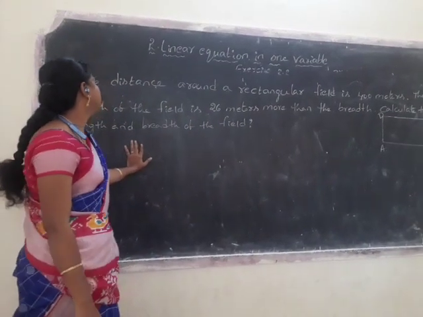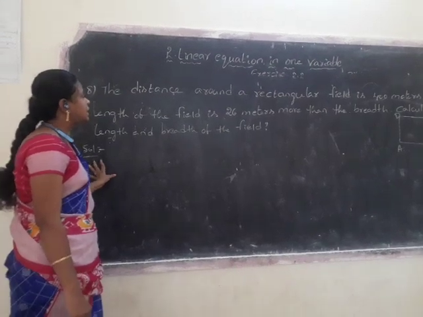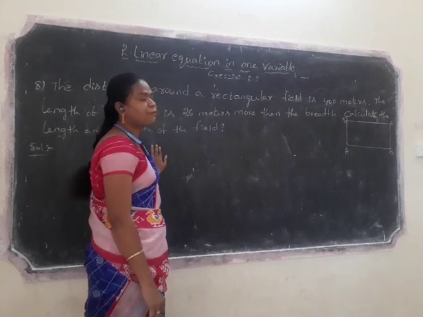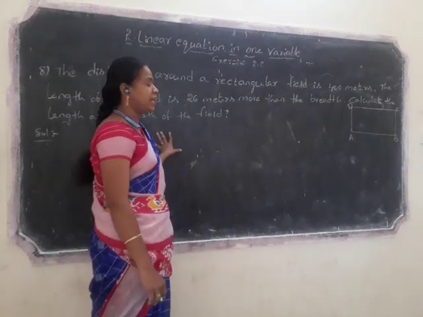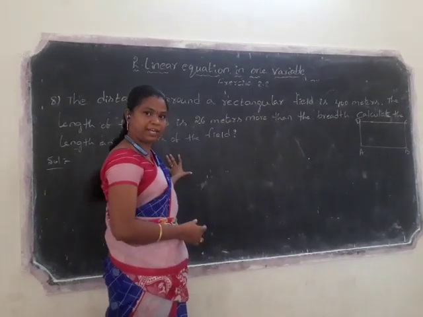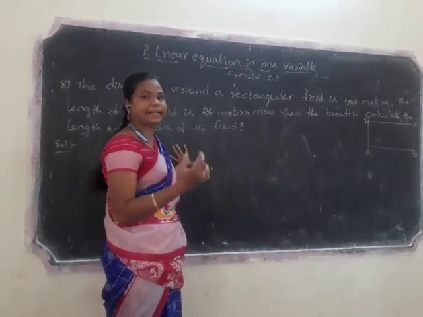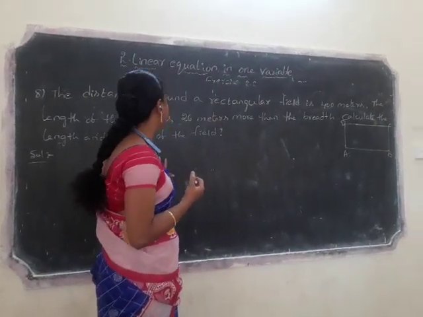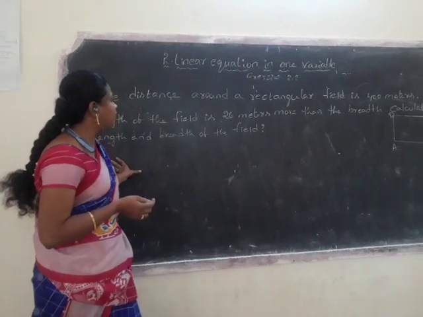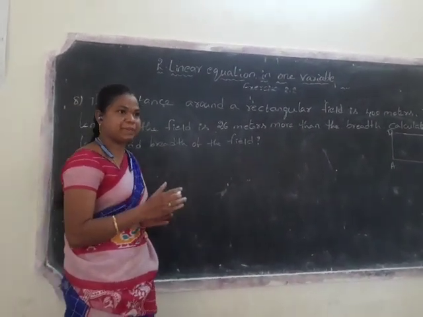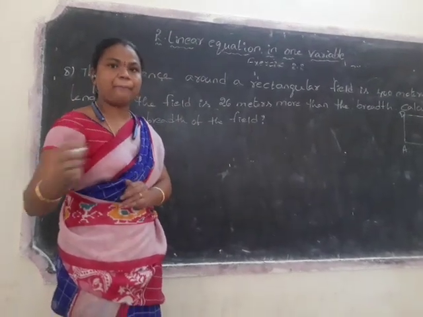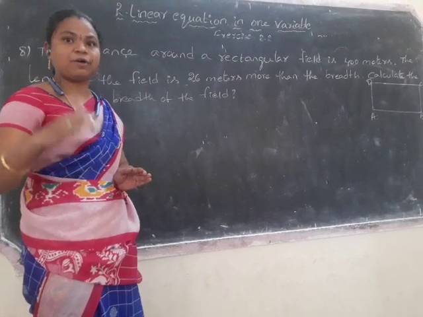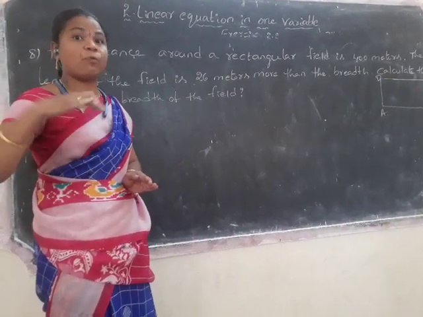Okay students, now the next problem. The distance around a rectangular field is 400 meters. Here a geometrical figure is there, a rectangular field. The length of the field is 26 meters more than the breadth. Here the length is 26 meters more than the breadth.